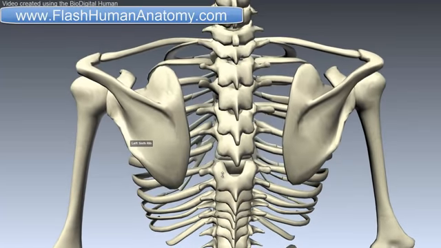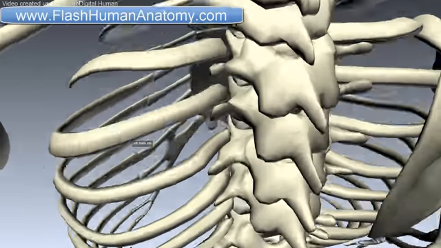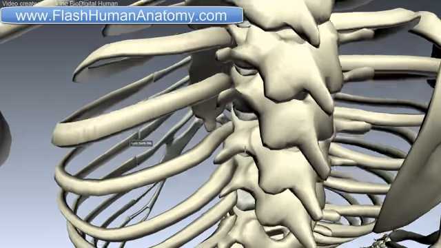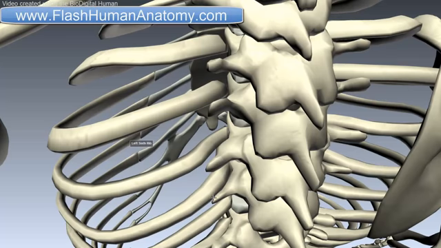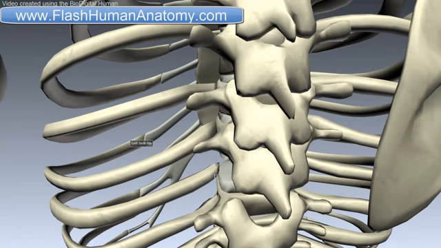If we look at this rib here, for example, you can see that it is articulating with the vertebra here and also here at the transverse process of the vertebra. Now, the part where it articulates with the transverse process of the vertebra is called the tubercle, the costal tubercle, and it has the articular part of tubercle and the non-articular part of tubercle.